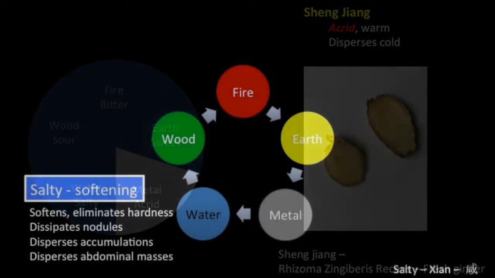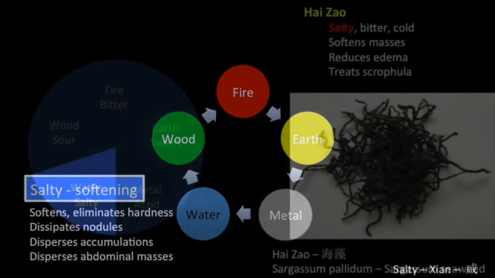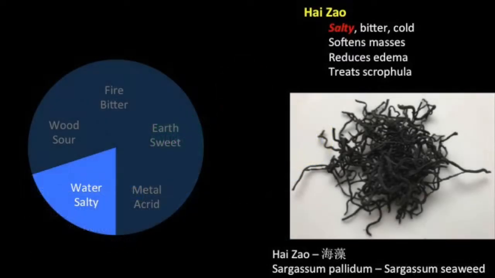The salty flavor is associated with softening and eliminating of hard lumps such as nodules, goiter, and scrofula. Seaweeds are salty, and in Chinese medicine, haizao, or sargassum seaweed, has the property of softening masses, reducing edema, and treating scrofula.